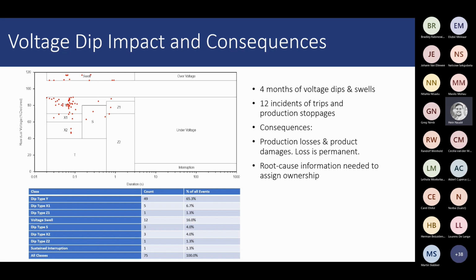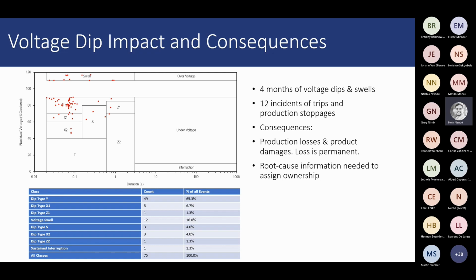Okay, so here's an example of the scatter plot from the NRS. Again, there's your dip categories. When it's longer than 3 seconds, it becomes either an under voltage or interruption. And then the same for a swell below 3 seconds, and an over voltage if it's longer than 3 seconds. So this is all in reference to your 100% declared value.